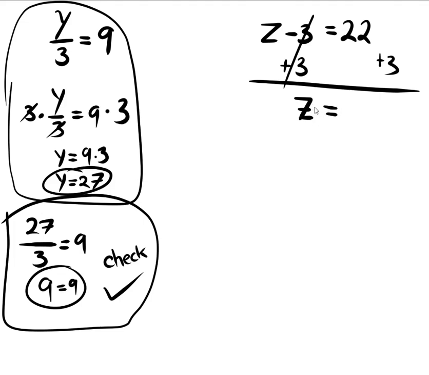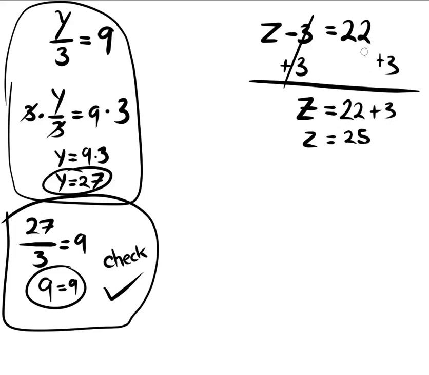what is that? That is so ugly. I'm sorry, I have to fix that. It's going to bother me. So z, there we go. Z is equal to 22 plus 3. And then, of course, I can simplify that to 25. And z is equal to 25.